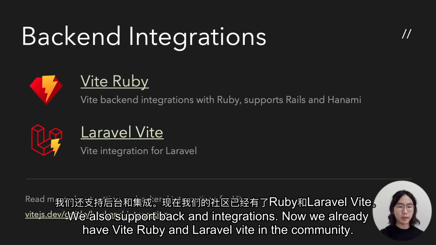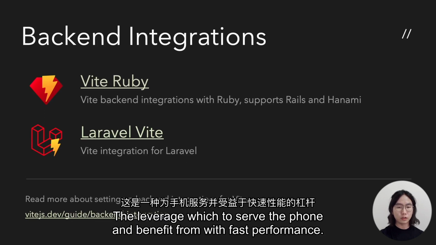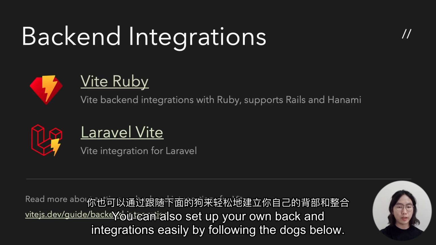Vite also supports backend integrations. Now we already have Vite Ruby and Laravel Vite in the community. They leverage Vite to serve the front end and benefit from Vite's faster performance. You can also set up your own backend integrations easily by following the docs below.